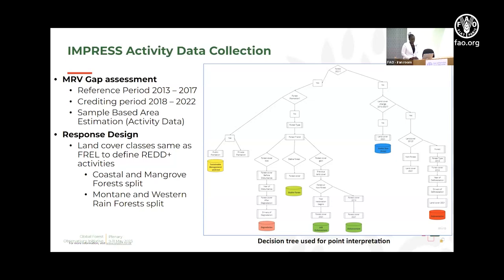And then in our interpretation at the Collect Earth Online, we had a decision tree which was informing whatever point that was being interpreted, and it was guiding us all the way until you reach the particular REDD+ activity. For instance, if it's a point in 2021, you look at, is it a forest? Yes. Is it a forest? No. If it's a forest, you go all the way up to where it will tell you whether it's a sustainable forest management or degradation or stable forest or deforestation. And same also for the non-forest category.